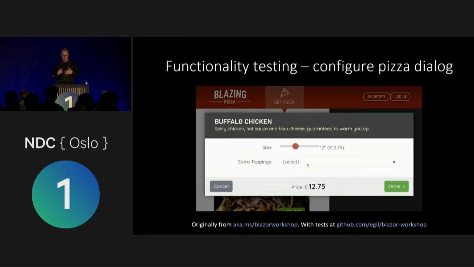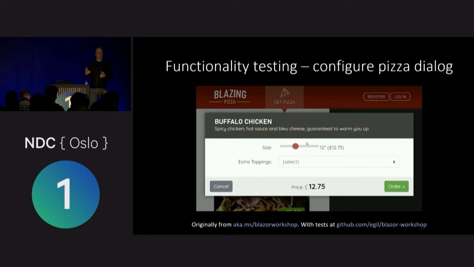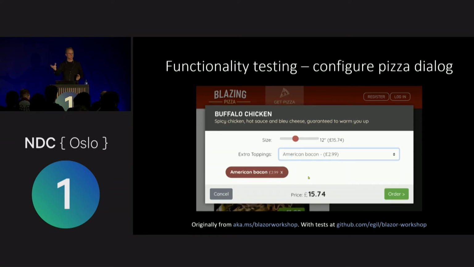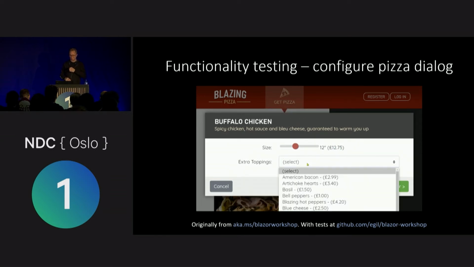But the Blazing Pizza workshop is a workshop where you create a web application that allows you to order pizzas. And the Configure Pizza dialog is a way where you've chosen to order pizza and you are able to maybe add extra toppings. So if you want to write a test for this functionality, well, how could that look?